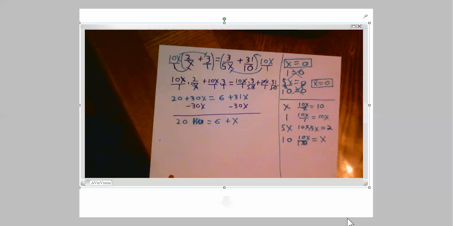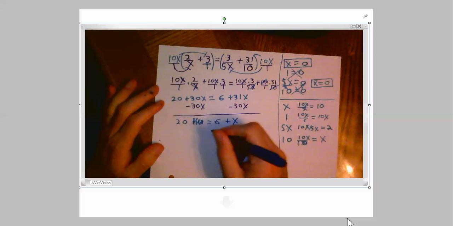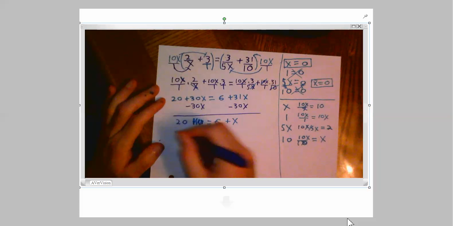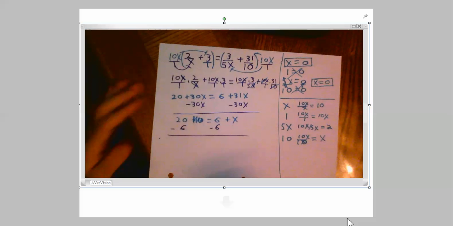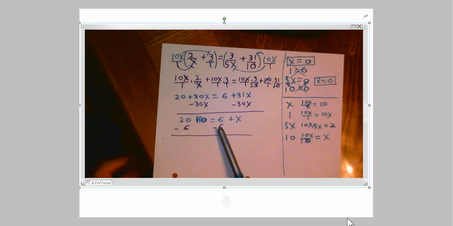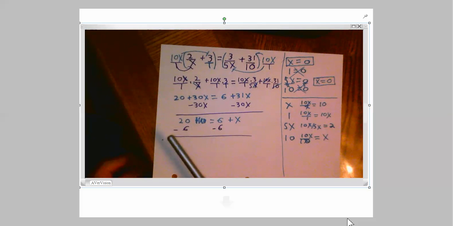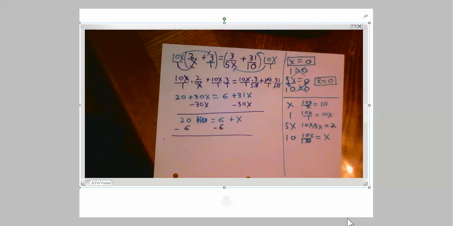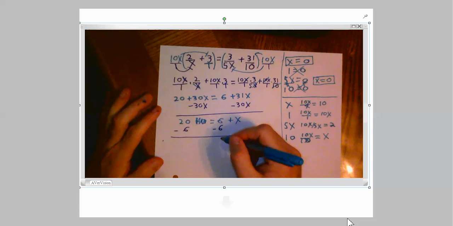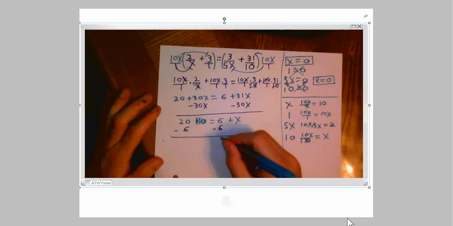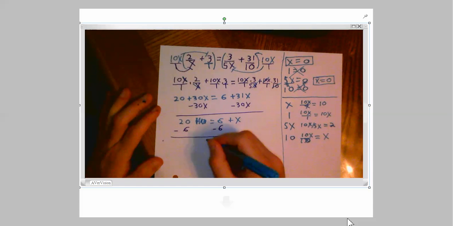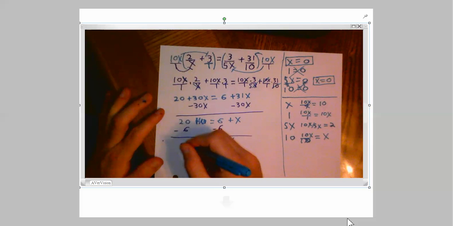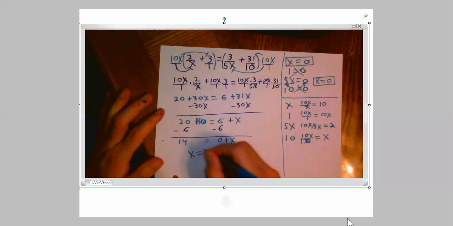And what I'm going to do now is subtract 6 from each side. So I'm going to do minus 6 over here, and minus 6 over here. The reason I'm doing that is to get rid of the 6 on this side. But if I subtract 6 from this side, I have to subtract 6 from this side. So 6 minus 6 is 0. So I'm just going to have 0 plus x over here. And 20 minus 6 is 14. So I'm left with x is equal to 14 as my answer.